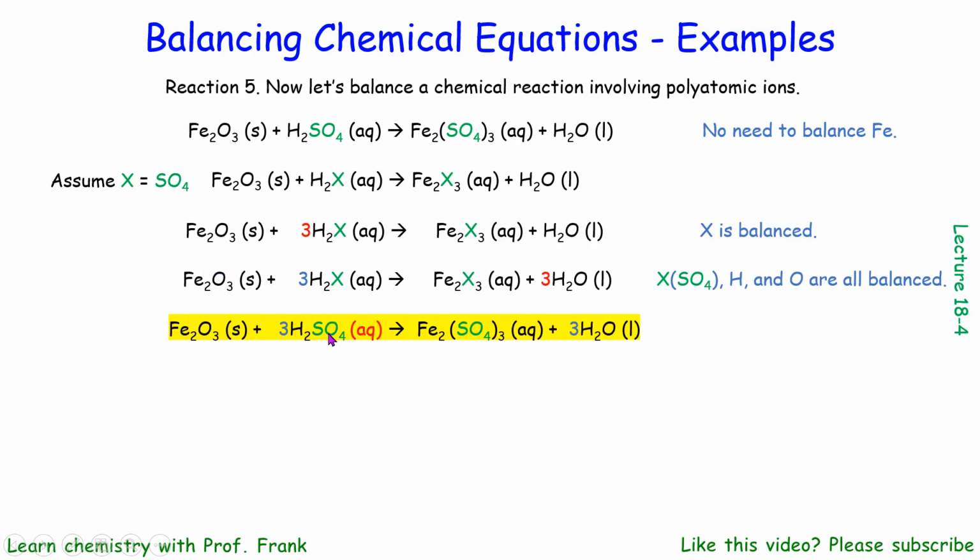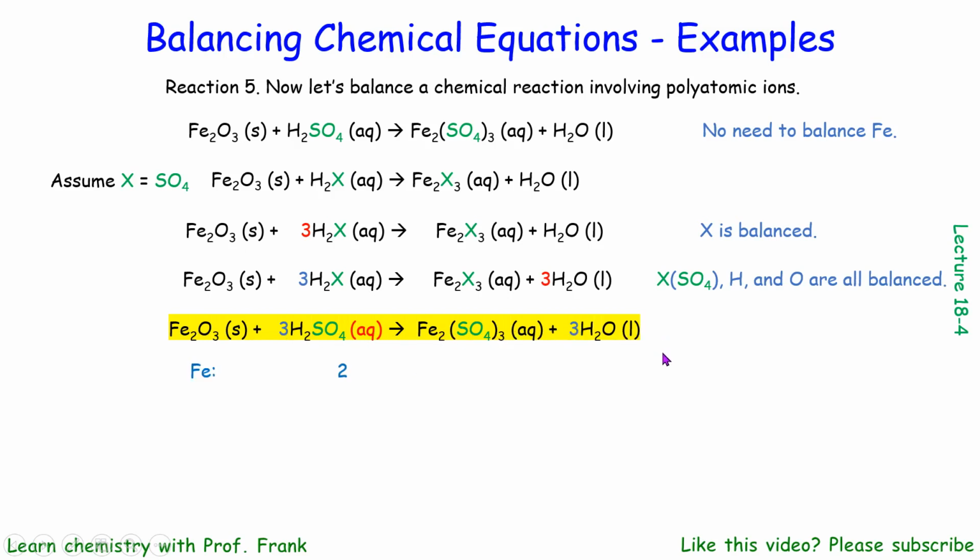Now we will get back. So we'll replace the X with SO4, the sulfate polyatomic ion. And this reaction should be already balanced.